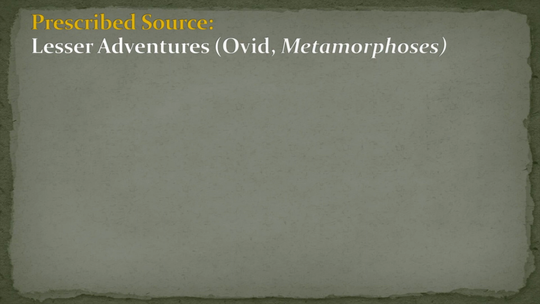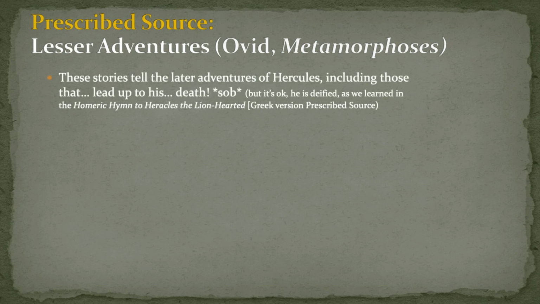Next, the prescribed source, The Lesser Adventures of Hercules by Ovid in his Metamorphoses, which I spoke to you about earlier. These stories tell the later adventures of Hercules, including the ones that, spoilers, lead up to his death. Although he is deified, so it's okay. As we learned in the Homeric hymn to Heracles, the Lion-Hearted, in the Greek version, that was one of the prescribed sources there, he's going to get to go up to Olympus and live happily ever after with beautiful ankled Hebe as his wife. So we don't have to feel too sorry for him.